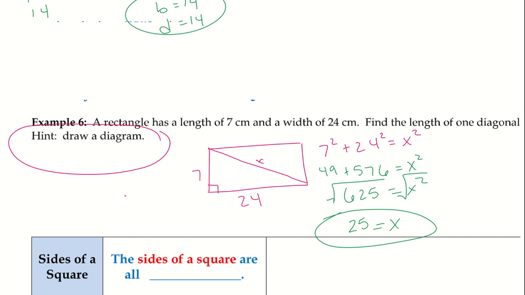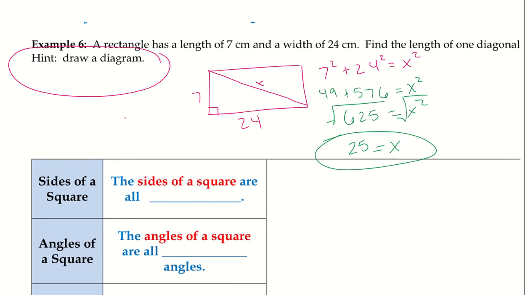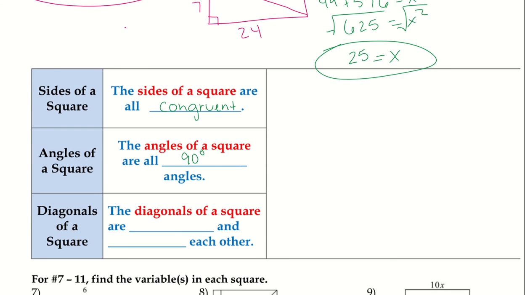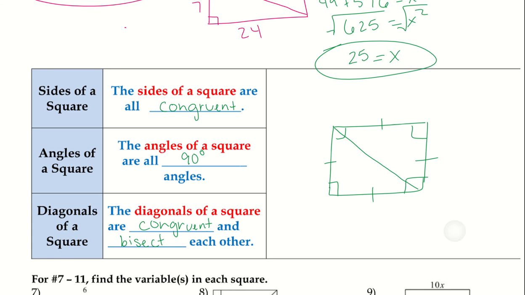Okay, so when we are trying to find the diagonal and we're given just two sides, we are able to do that. All right, let's go ahead and talk about squares a little bit. So the sides of a square are all congruent. The angles of a square are all 90 degree angles. And the diagonals of a square are congruent and bisect each other. All right, so very similar to a rectangle, except all the sides are exactly the same length as one another. Then we have our 90 degree angles and our diagonals. Okay. And we do create that 90 degree angle in the center.